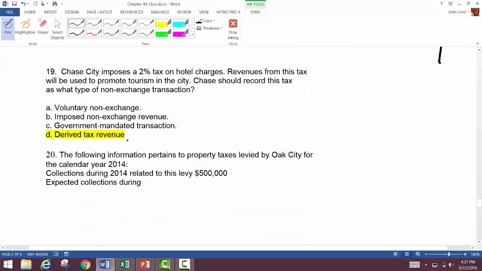Chase City imposes a 2% tax on hotel charges. Revenue from this tax will be used to promote tourism in the city. Chase should record this tax as what type of non-exchange? It is derived because what? Somebody has to stay in the hotel, don't they? And pay for their room in order for us to get this 2%. So it is derived from an underlying transaction, the stay at the hotel.